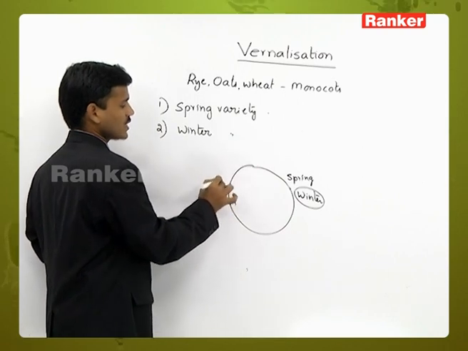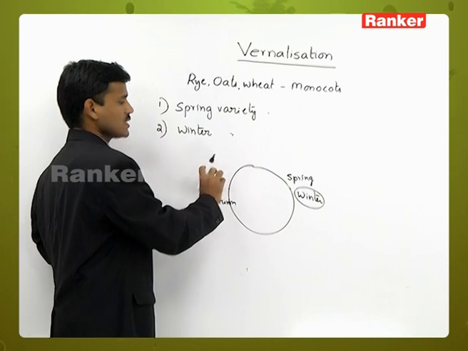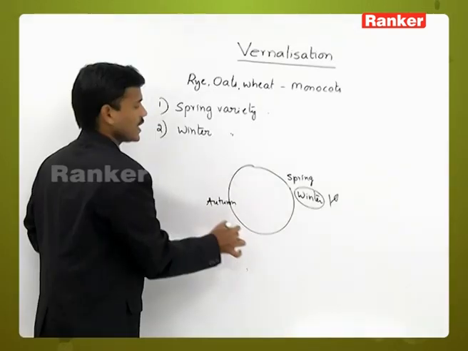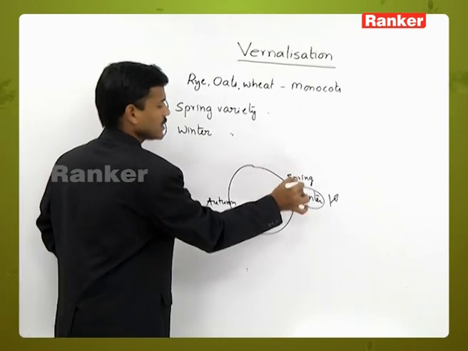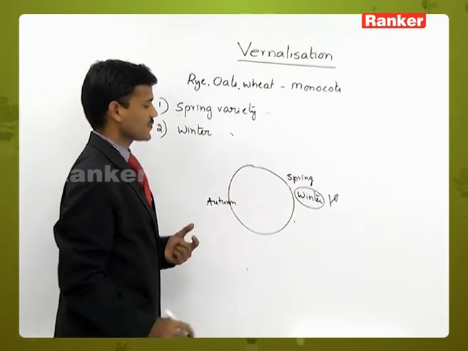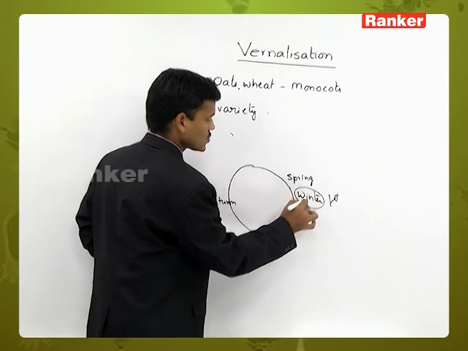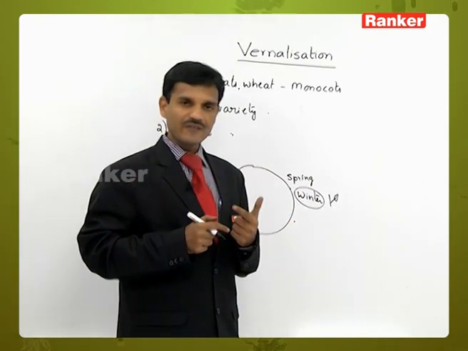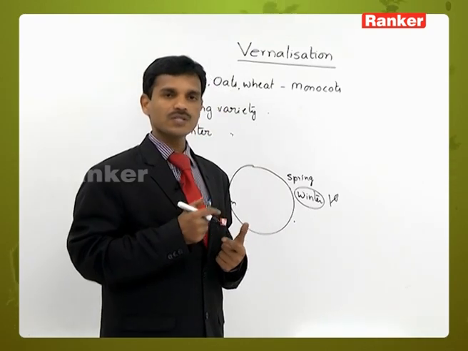In the winter season, in the months of October, November, December, the plant is planted. It spends time and shows growth, and here only the flowering occurs. The flowering is initiated here. So completely it takes 1 year. After spending in the winter season only, the varieties produce the flowers.